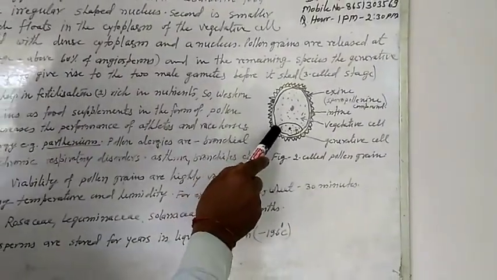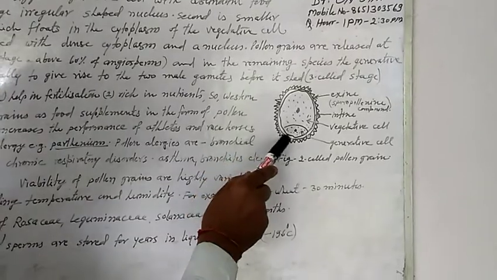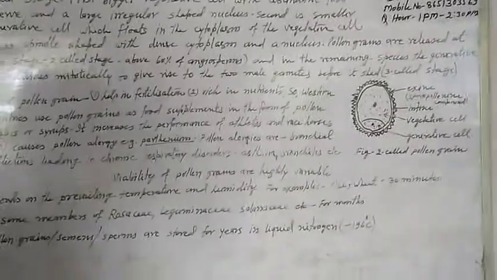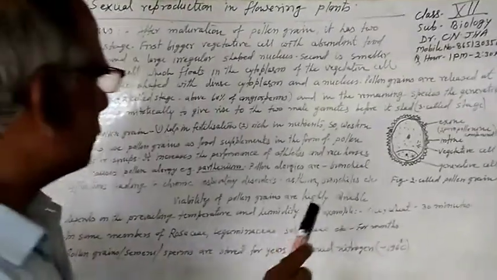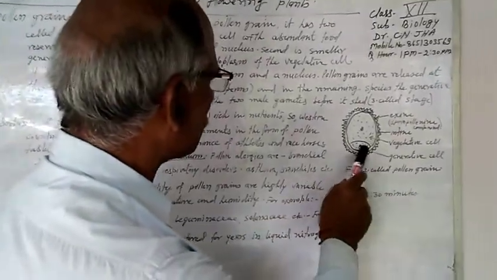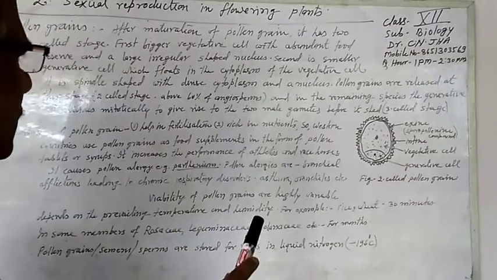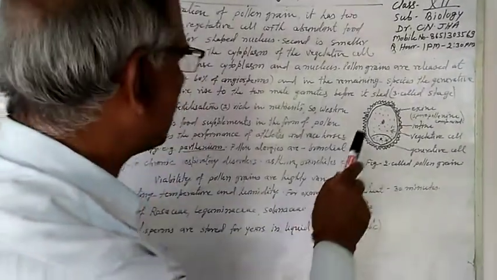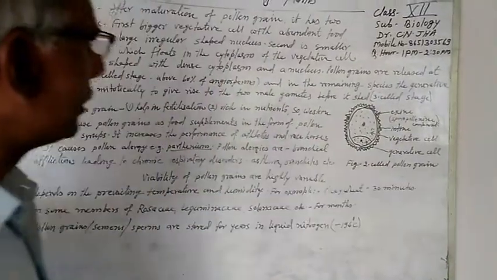And second is a smaller generative cell. It is a spindle cell with a dense cytoplasm and a nucleus, and it floats in the cytoplasm of the vegetative cell.